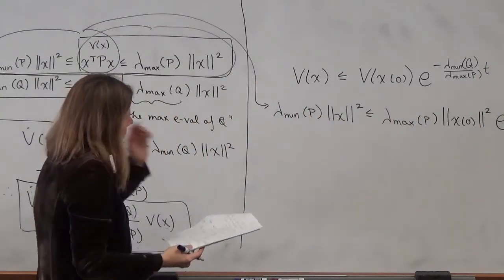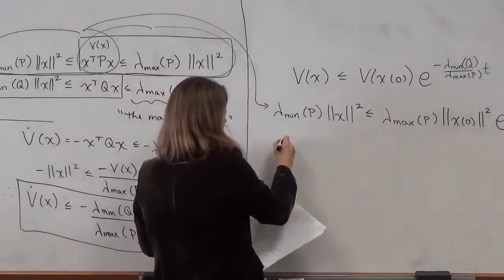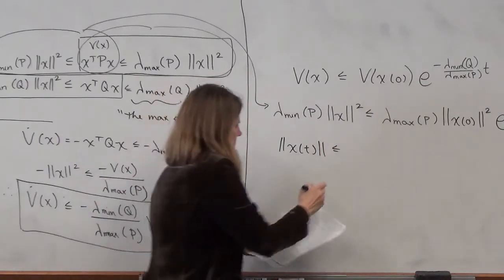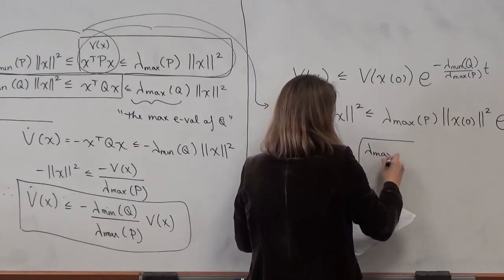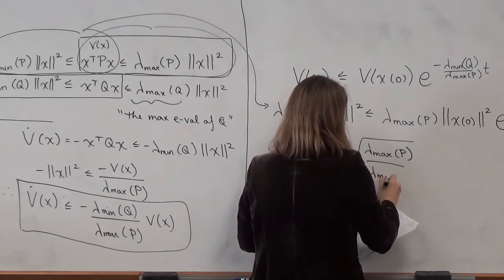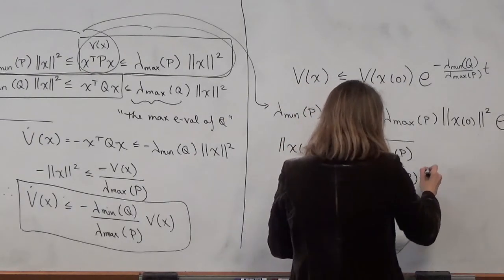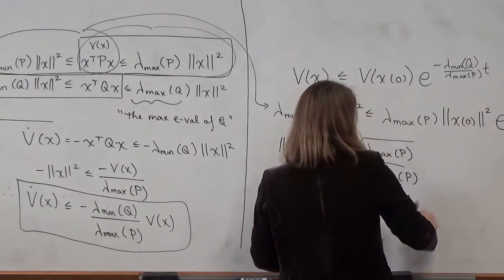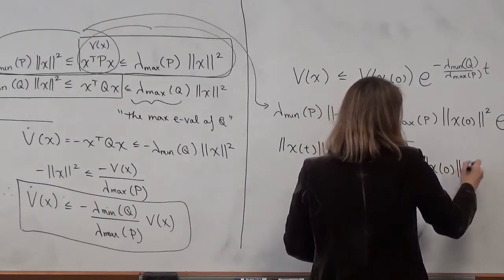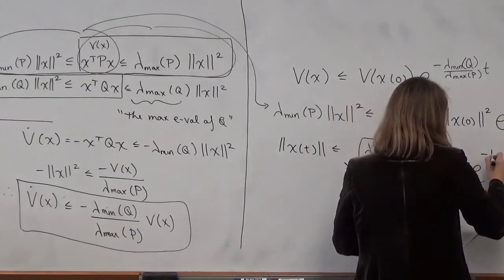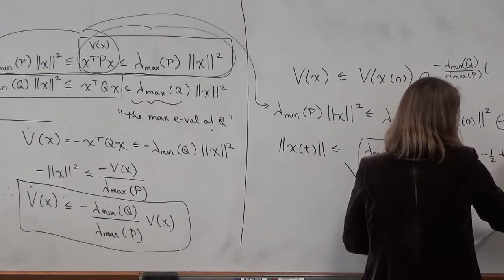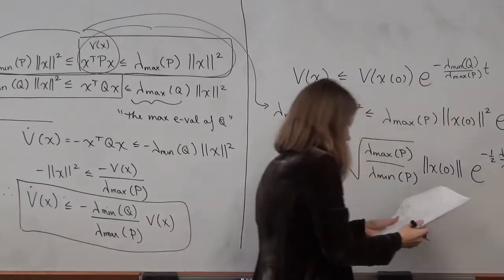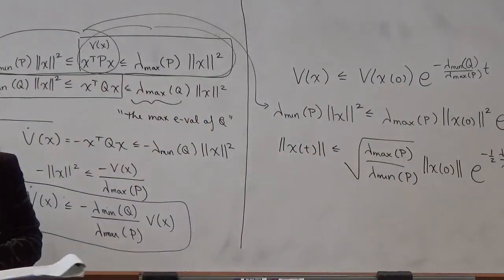Okay, and now you just take the square root of both sides and divide through by lambda min of P, so that you get the norm of x, and I'll just put the t back in, it was always there, I just wasn't writing it, is less than or equal to the square root of lambda max of P over lambda min of P, times the norm of x0, times e to the minus 1/2 lambda min of Q over lambda max of P, t. Okay, so now we've established exponential stability.